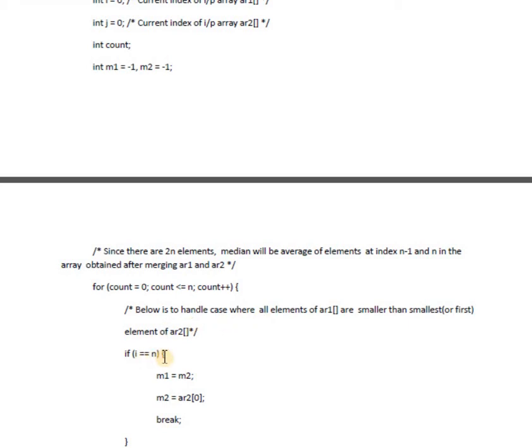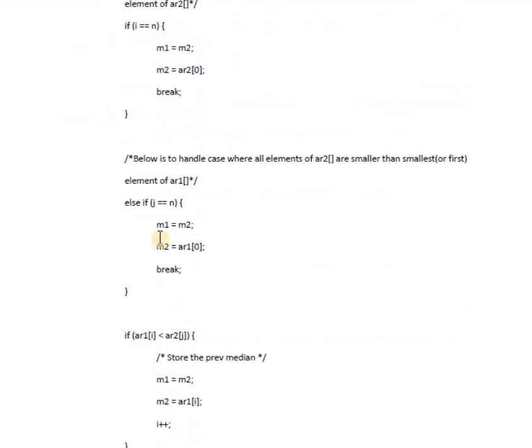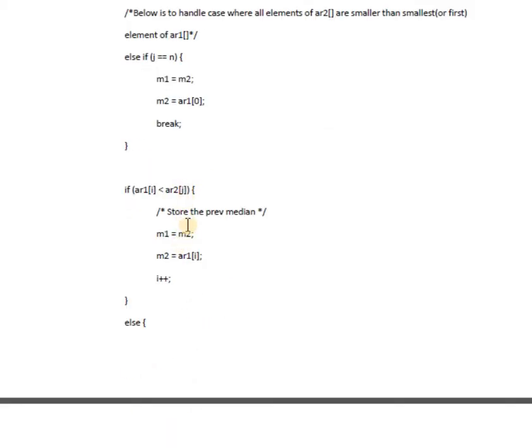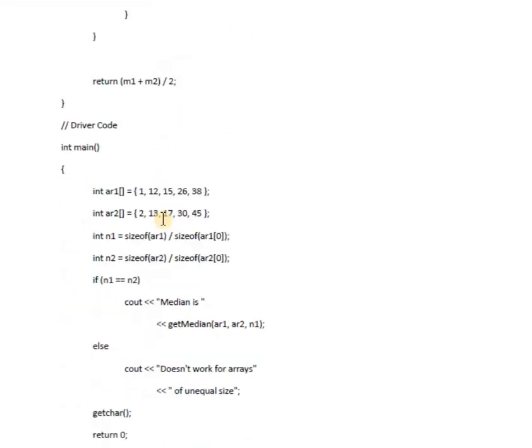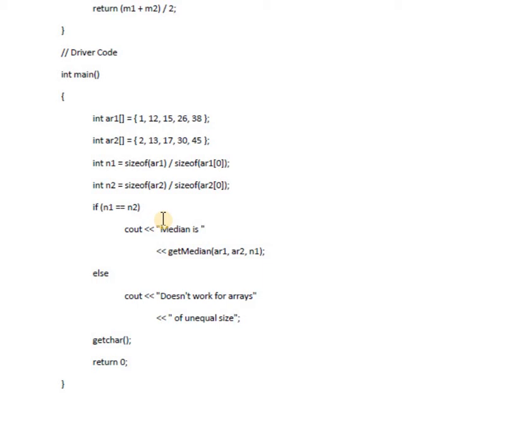If i is equal to n, then we are assigning m1 equal to m2, and m2 is stored at the index of array 2. In the same way, here we are storing the smallest element of the second array also, and here we are storing the previous median. See this code.